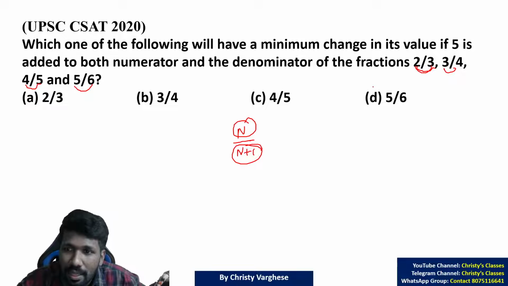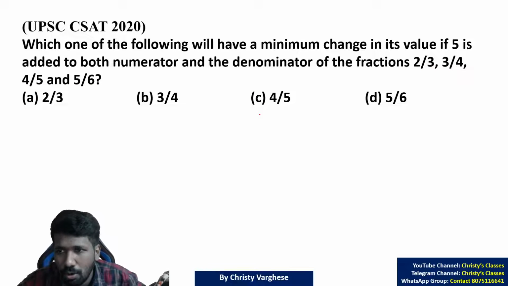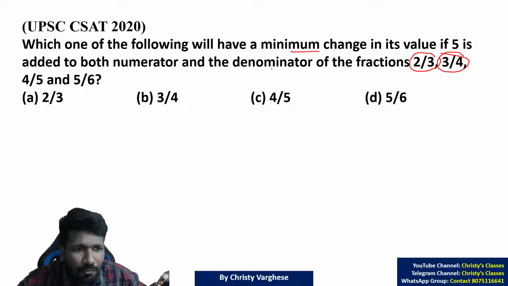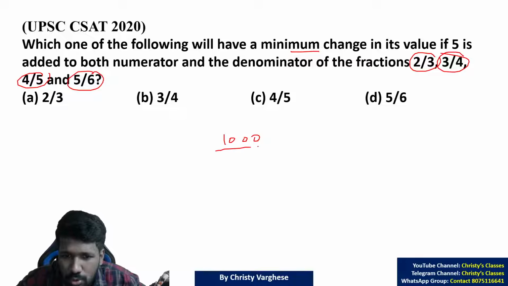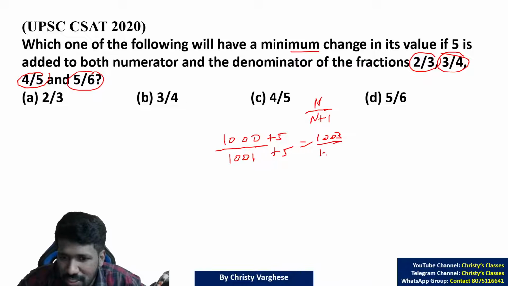So that means now you just have to know when the numbers are larger or numbers are smaller, that is when minimum change happens. So 2 by 3, 3 by 4, 4 by 5, 5 by 6 are very close so that it is not very easily observable. So let us take an example 1000 and 1001, which also satisfies the property that numerator plus 1 is denominator. In that case, if you are adding 5, what will happen? 1005 by 1006. Compare it with this 2 by 3.